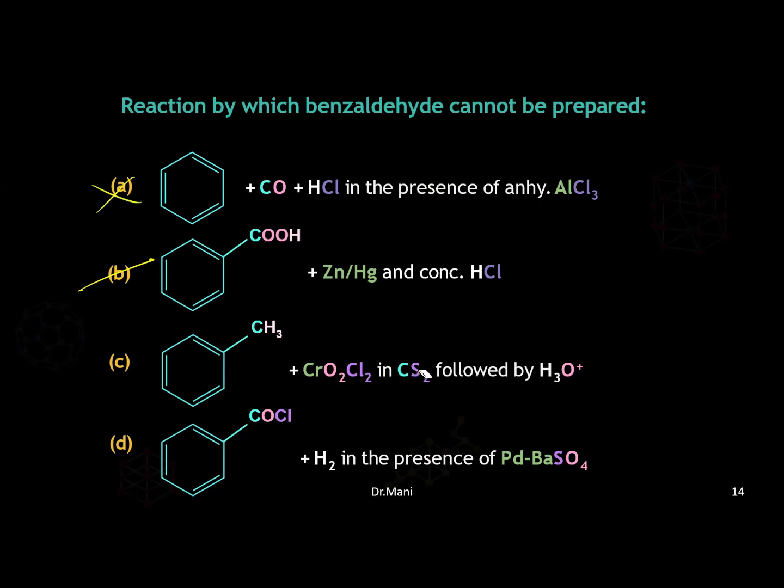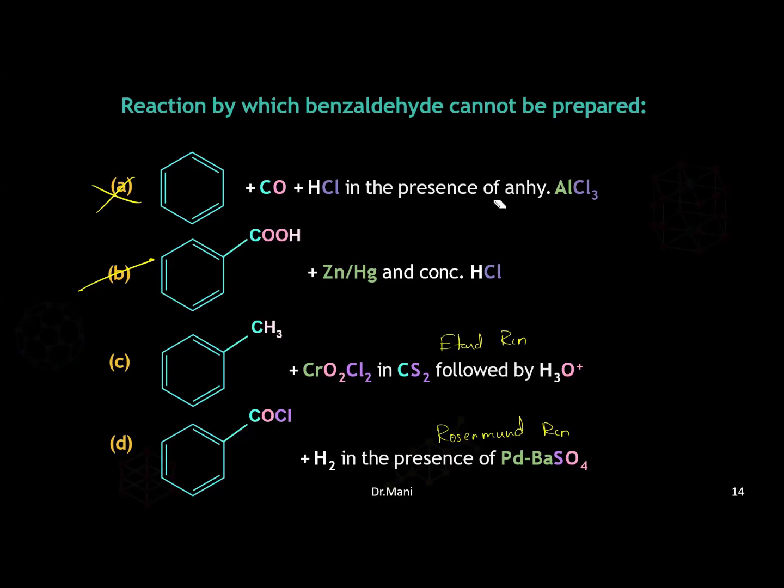What is the name of this reaction? Etard reaction. Yeah, it is an Etard reaction. I think only Nitya is writing the notes. What about the others? What about this reaction? Rosenmund reaction. Yeah, it is a Rosenmund reaction. So we know from the Rosenmund reaction also we can prepare the benzaldehyde. From Etard reaction we can prepare the benzaldehyde. From Gattermann reaction we can prepare the benzaldehyde.